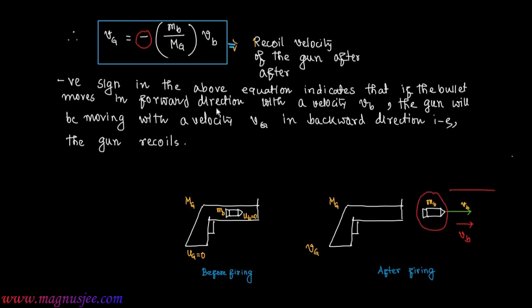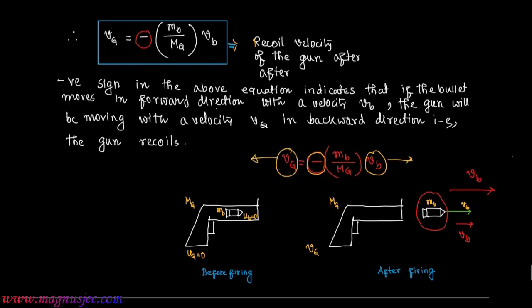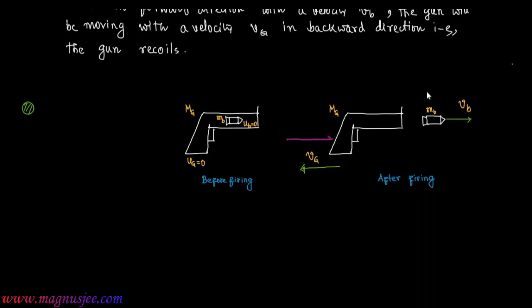In the diagram we can explain again. If the bullet of mass m_b moves with velocity v_b in the forward direction, then the velocity of the gun v_g will be minus m_b by m_g into v_b, and the negative sign indicates that if v_b is in the forward direction, v_g will be in the backward direction. That means the gun recoils with velocity v_g. In the diagram, F_x is the external force applied on the gun to neutralize the recoil motion of the gun.